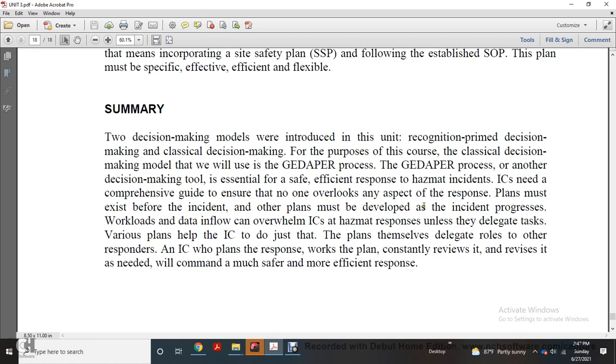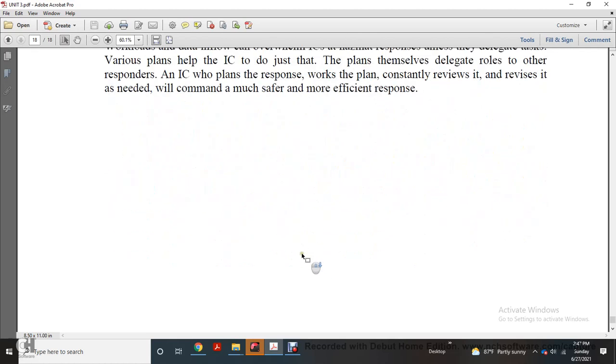Other plans must develop as the incident progresses and the workload grows, though the overall incident command is a hazmat response. The plans themselves delegate the roles of the response: incident command plans the response, works the plan, and consequently reviews and revises it as needed, making for a much safer and more efficient response.